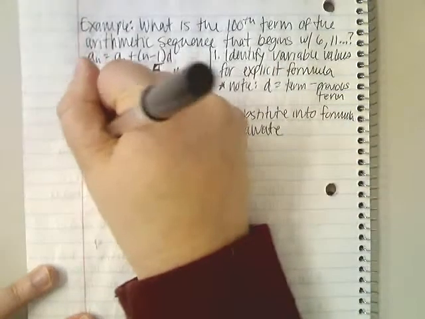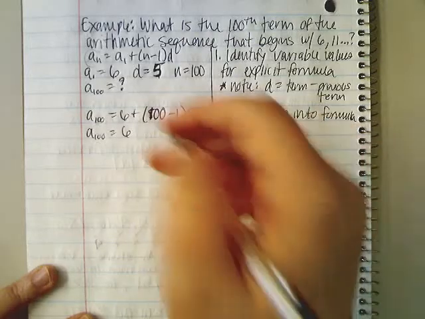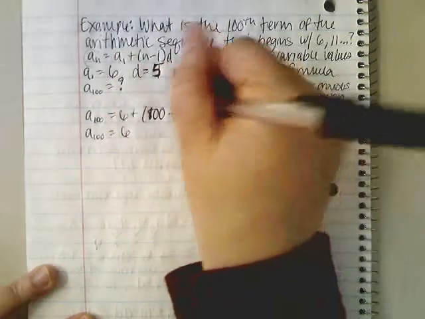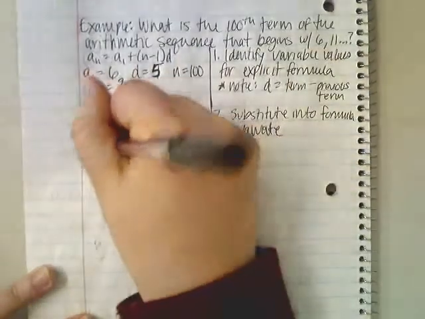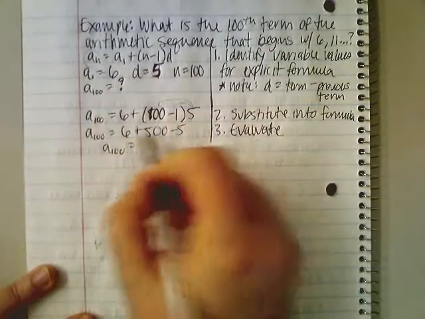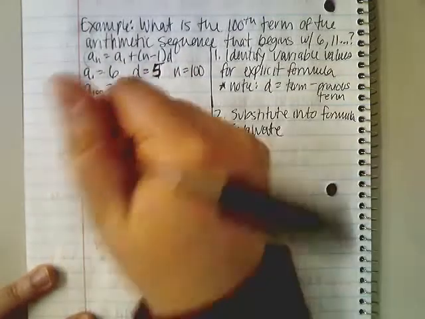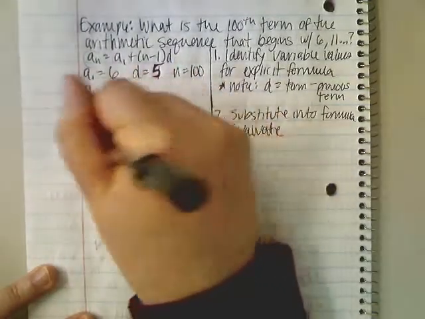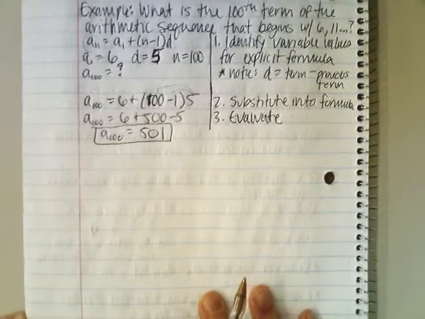So I get a sub 100 is equal to 6. Instead of doing 99 times 5, because that's kind of a messy number to multiply, I'm just going to distribute my 5 in, because that will be 500 minus 5. When I simplify that, 506 minus 5 is going to be 501. So my answer, the value of the 100th term in the sequence, would be 501.